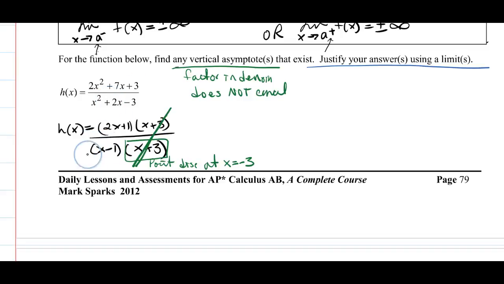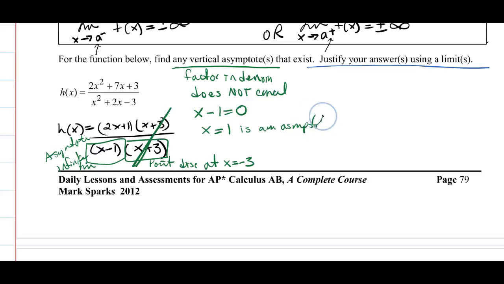That leaves me this x minus 1. This gives me my asymptote. This is my infinite limit. This factor, x minus 1, is going to be 0 at x equals 1. So x equals 1 is an asymptote of h of x, and that's vertical. We'll talk about horizontal in the next half of the lesson. It is a vertical asymptote of h of x.